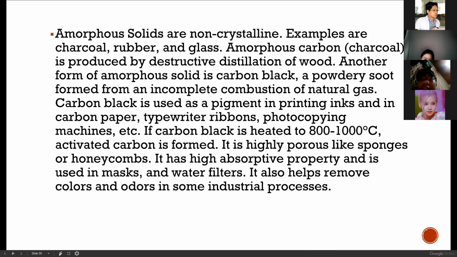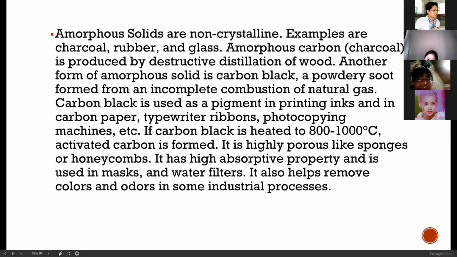Amorphous solids are non-crystalline. Examples are charcoal, rubber, and glass. Amorphous carbon charcoal is produced by destructive distillation of wood. Another form of amorphous solid is carbon black, powdery soot formed from incomplete combustion of natural gas. Carbon black is used as a pigment in printing inks and in carbon paper, typewriting ribbons, photocopying machines, etc.